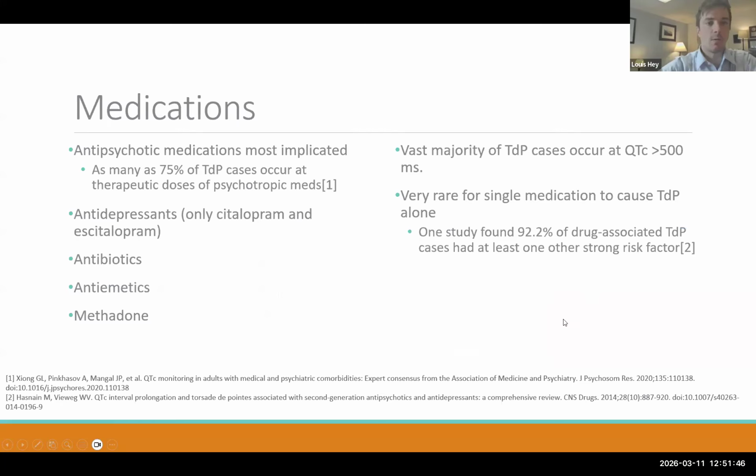So medications, especially those that we commonly see in primary care: antipsychotic medications are the most implicated in torsades. This is not saying that 75% of torsades cases everywhere are related to antipsychotics, but I thought this was a really interesting statistic. We think about supertherapeutic dosing or poisoning or overdoses, but this study found that in psychotropic medication associated torsades, about 75% of them are at therapeutic doses, so they're not inappropriately dosed at all, which is a little bit scary.